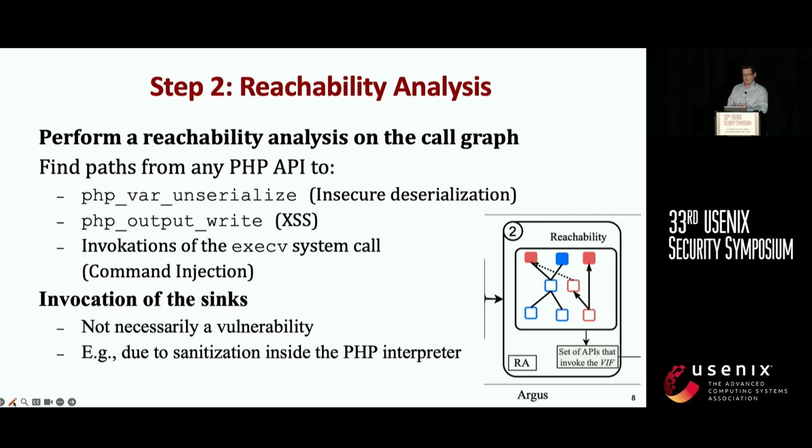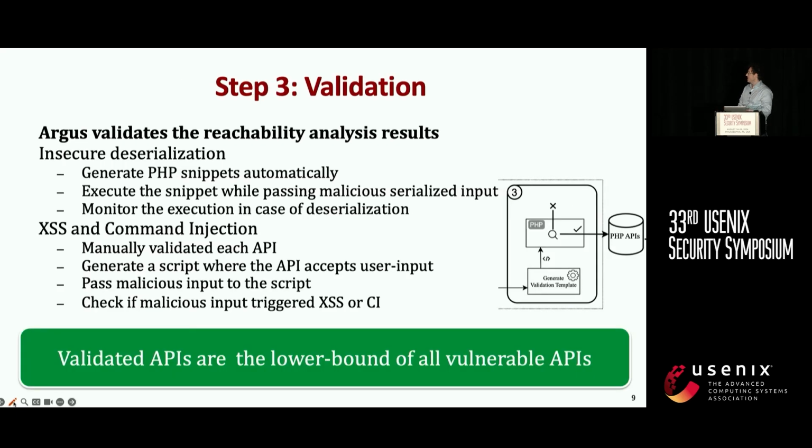So the PHP var unserialized, PHP output write will give us cross-site scripting attacks. And if you ever reach the execv system call, that's ripe for command injection. One note here, just because the reachability analysis said there is a path in your call graph doesn't mean that there is a vulnerability there. The interpreter could do sanitization. And so that's why the third step actually does validation.